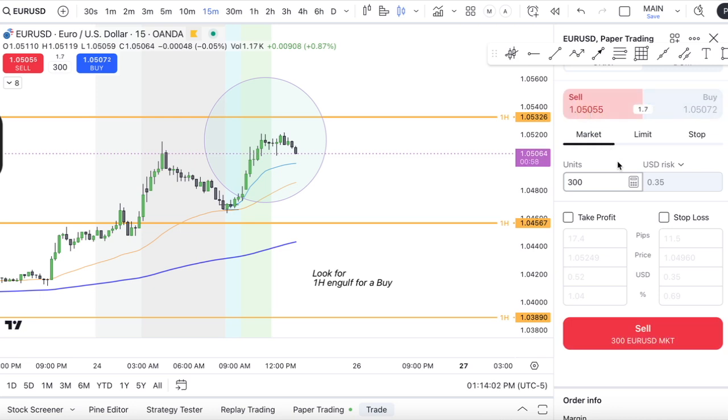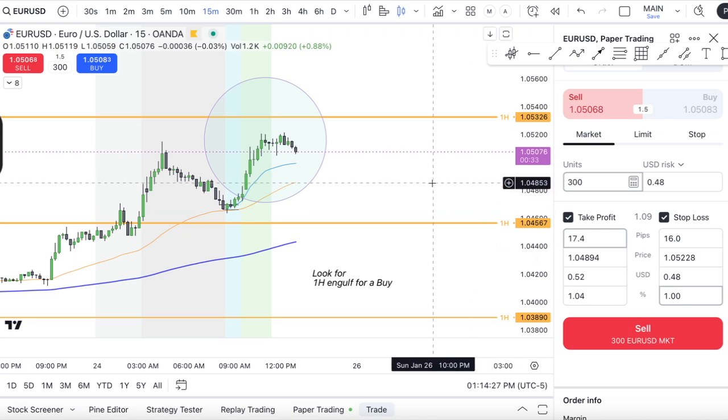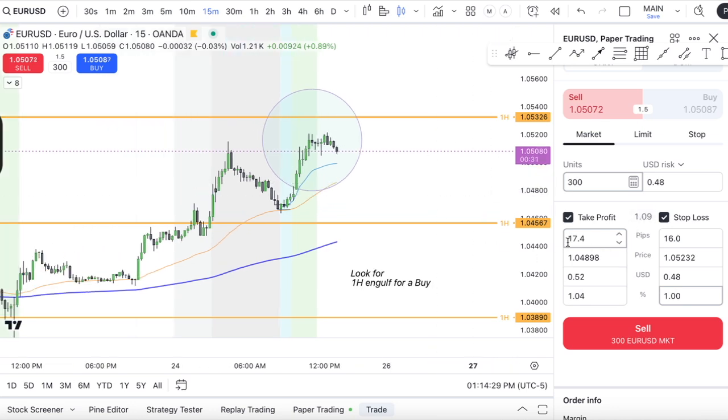And we want to be sure that we are not risking more than 1% of our account. So if we look down here, we want to risk between 1 and 2%, so we could change this to 1%. So that we'd be risking 48 cents to make 52 cents. All right, and so that's like a 1-to-1.